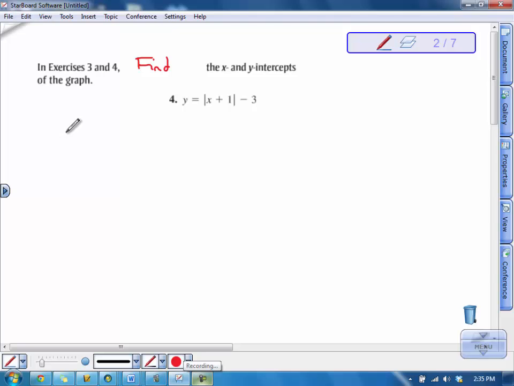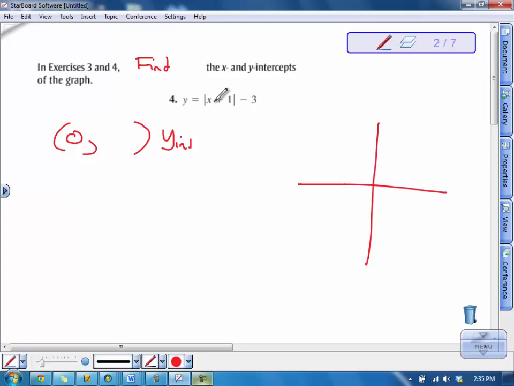I'm not estimating. To do that, I'm going to plug in 0 for x, because I know that if I plug in 0 for x, that's going to give me the y-intercept. Okay? So let's plug in 0 for x. If I do that, I get y equals 1 minus 3, which is negative 2. Plug in 0 for x. So that gives me the y-intercept.